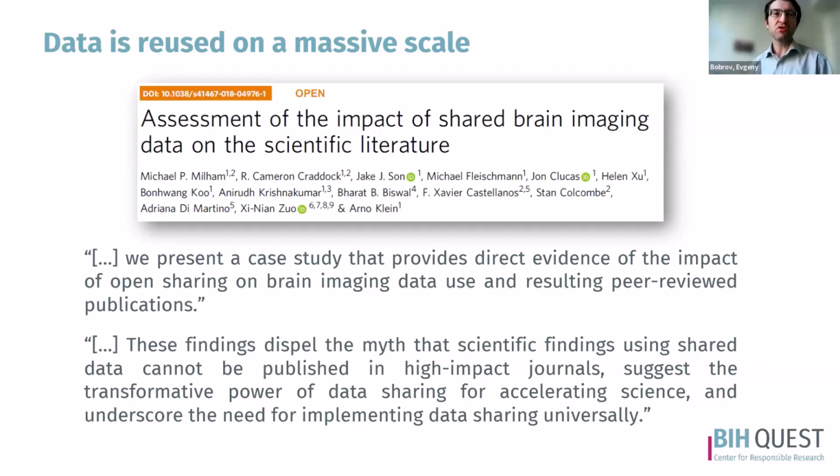This is also something that we observe in our work at the Charité, which is a university medical hospital. We do see that data reuse, often in combination with new data creation, is something very common and also published in high impact journals.